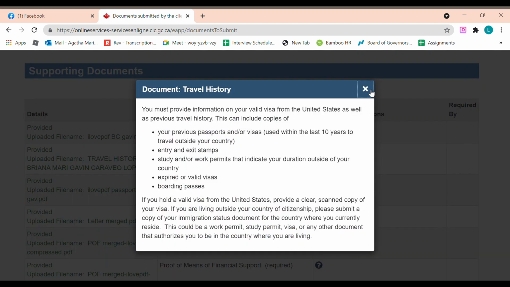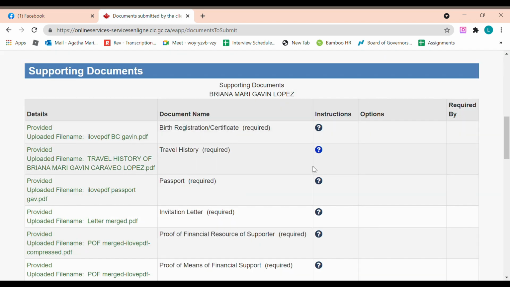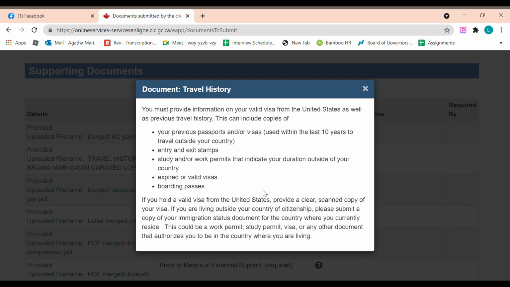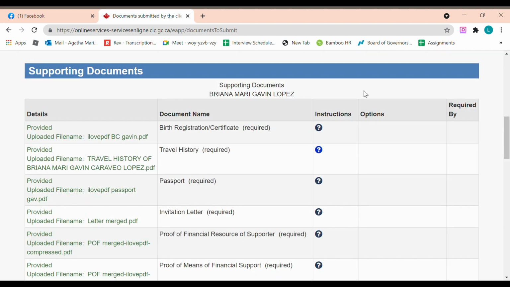Now, for the travel history, what I did was I included a table for this as far as I can remember. So just a little bit of a table of the dates that Brianna has traveled outside of the country, the duration, and which country, and the purpose of the travel. And we also included stamps in her passport. So, departures and arrivals, anything that has marking that will be proof that they have traveled somewhere outside of the country.